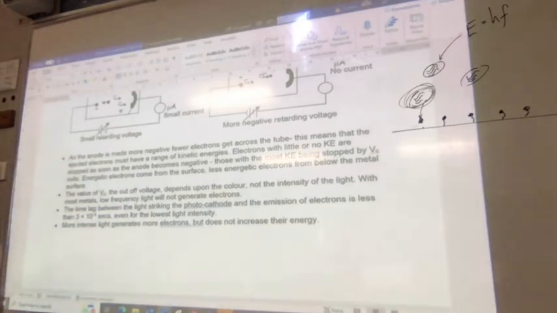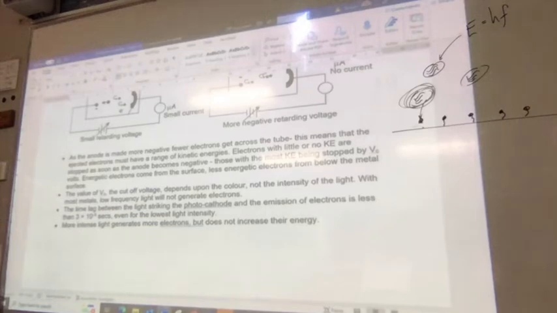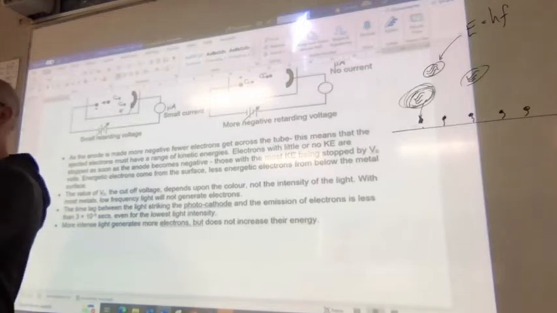So electrons with little or no kinetic energy are stopped as soon as the anode becomes negative. Those with the most kinetic energy are stopped by V naught. Energetic electrons come from the surface. Less energetic electrons come from below the surface. The value of V naught, sorry, it's not V naught, it's V_C, is the cutoff voltage. You reach that voltage where you get zero current, and that's the cutoff voltage.